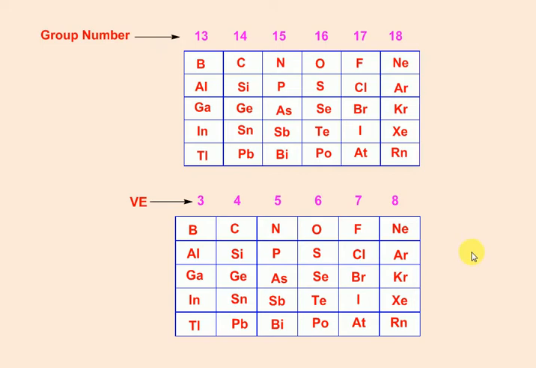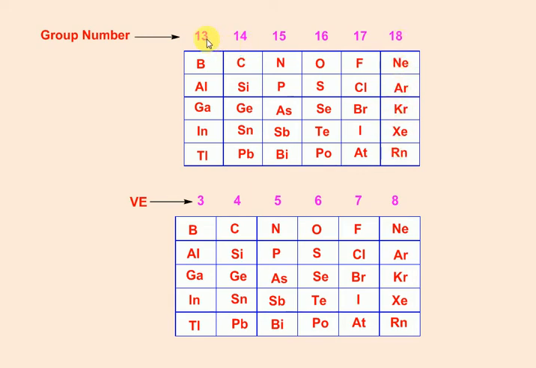Friends, to predict the hybridization, we must understand this concept. I have written here p block elements: boron family, carbon family, nitrogen family, oxygen family, fluorine family, and the inert gases. Helium is not written because it is not important as far as hybridization is concerned. Friends, we can see that here boron family is 13 group members, carbon family is 14 group members, nitrogen 15, oxygen 16, fluorine 17, and this family inert gases 18.